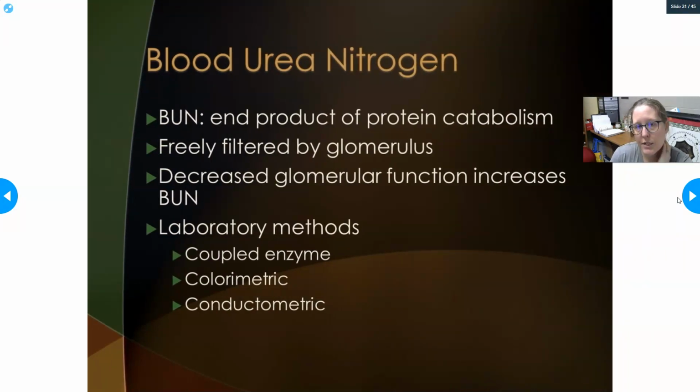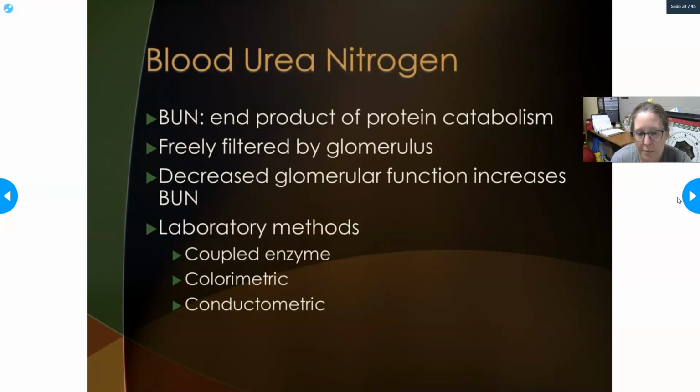Blood urea nitrogen, or a BUN test. It measures the end product of protein catabolism, so it's going to be dependent on the protein intake of a person. BUN is freely filtered by the glomeruli, so that one is a good one to measure to figure out filtration. A decreased glomerular function increases the blood urea nitrogen. So the less well the glomerulus works, the higher the BUN is going to be.